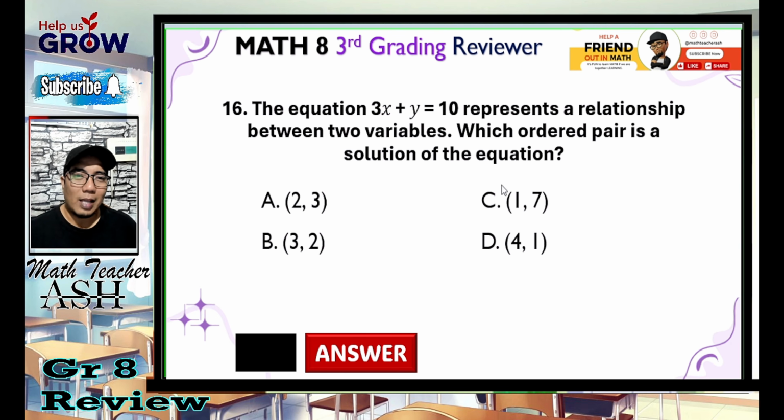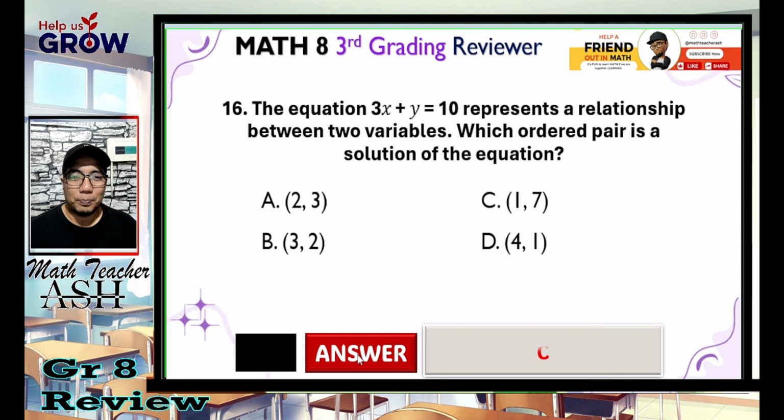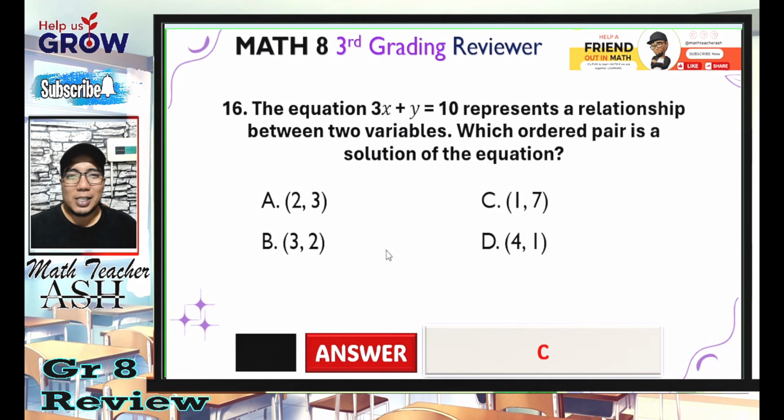1, 3 times 1, that is 3. 3 plus y, that is 7. So 3 plus 7, that is 10. So we already satisfy this problem. So therefore, the correct answer for this question is letter C. Let's check whether we are correct. Alright, easy, right? Now let us go to question number 17.